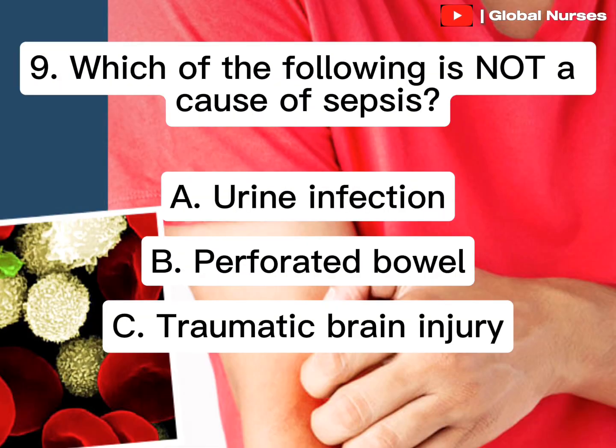9. Which of the following is not a cause of sepsis? A. Urine infection. B. Perforated bowel. C. Traumatic brain injury.